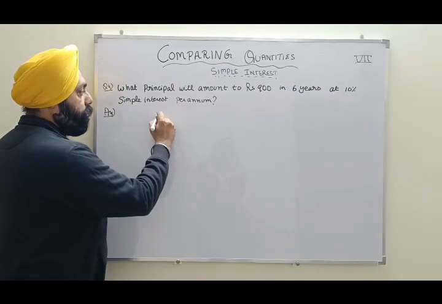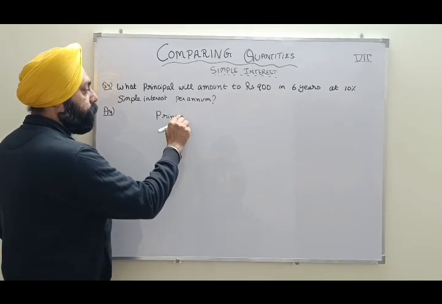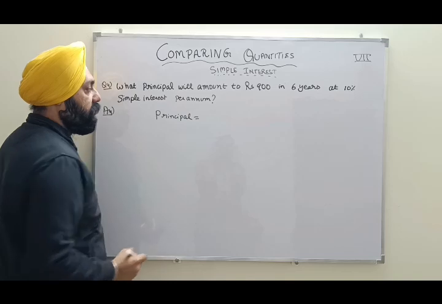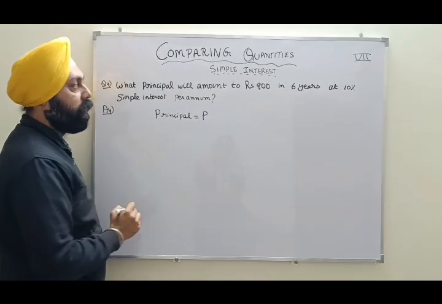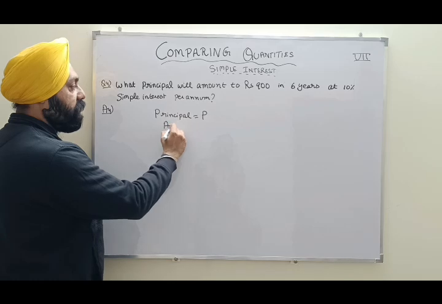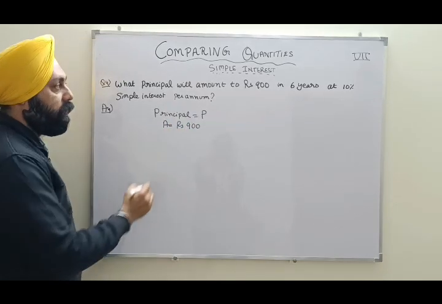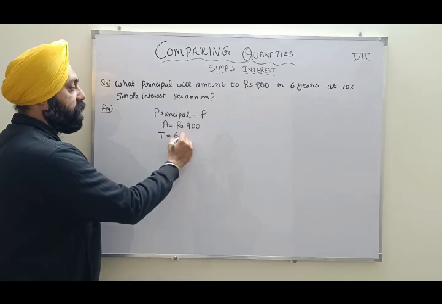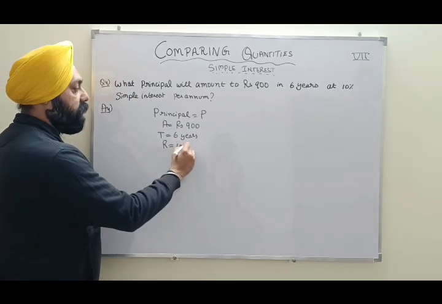Principal is not given, so let us take the principal to be P. Amount is given, rupees 900. Time period is 6 years and rate of interest is 10%.